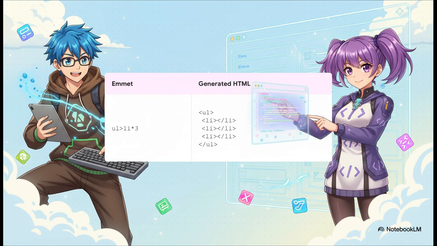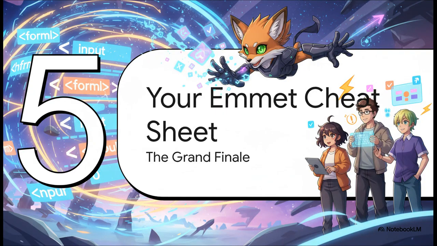And folks, this is where the real magic starts to happen. With the multiplication operator, the little star, you can create a bunch of elements all at once. So you need an unordered list with, say, 3 list items inside? Just type UL>LI*3, hit tab, and you're done. It's incredible.